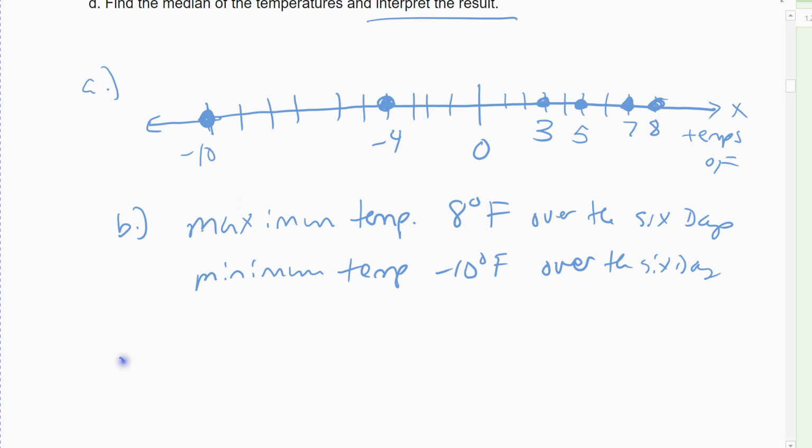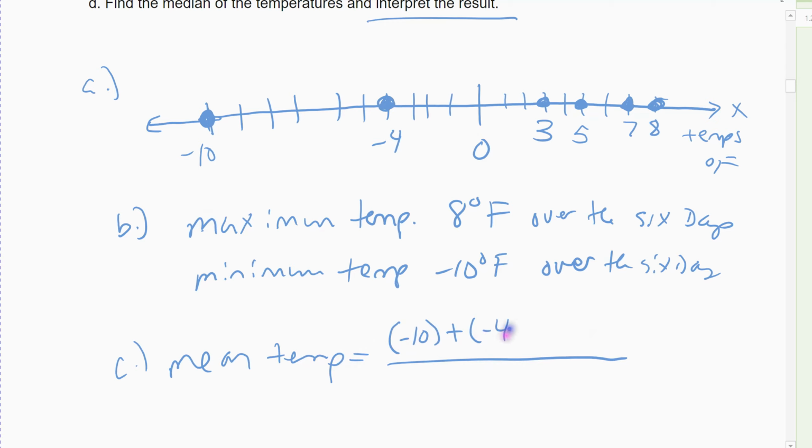Alright, determine the average, the mean, right? I want to find the mean temp. What was the average temperature over the 6 days? Well, it's the sum, and you do include the negative. A negative is part of the sum. So I like to put my negatives in parentheses. So it's negative 10 plus a negative 4 plus 3, and then so on, 5, 7, and 8. And you do leave the negatives. The negatives are part of the sum.